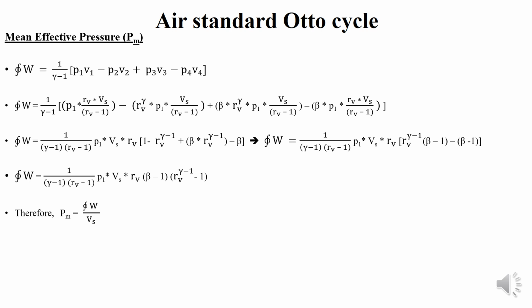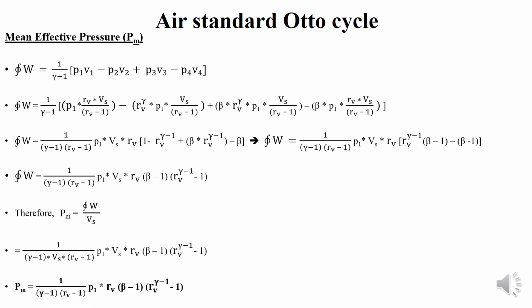So Vs will cancel, and you will get the mean effective pressure like this. Pm is nothing but 1 divided by gamma minus 1 into RV minus 1 into P1 RV beta minus 1 RV to the power gamma minus 1. So this is the expression you will get for mean effective pressure. This derivation is important. Practice it once again, whatever explanation we have given. Go through it and practice it one more time.